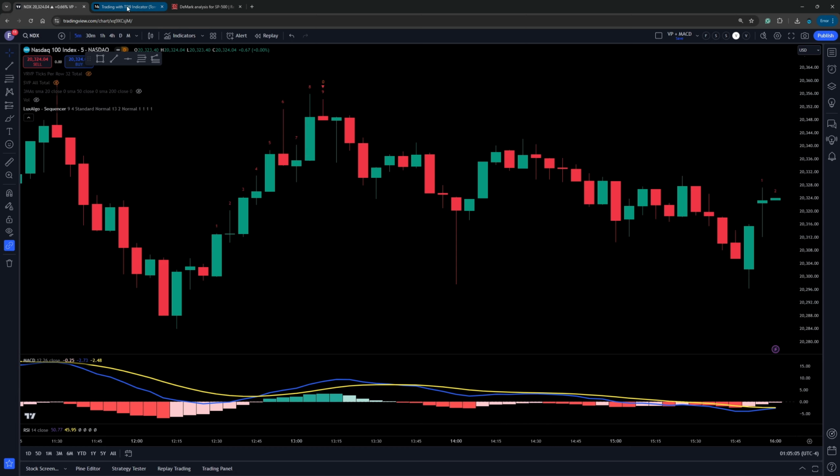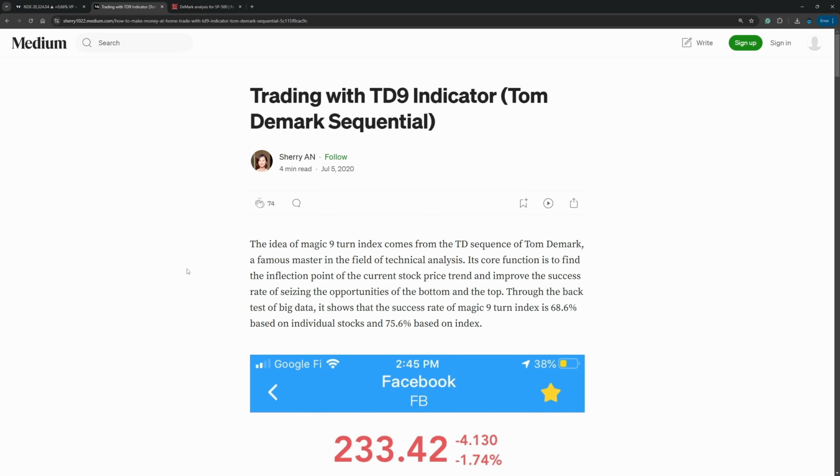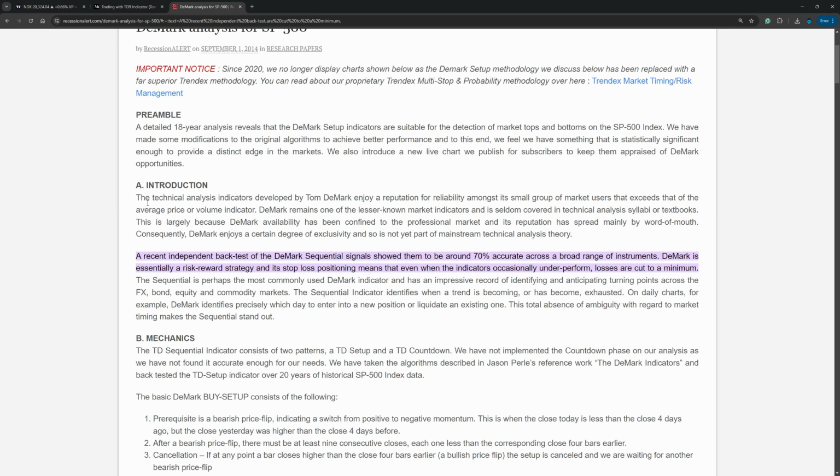But let's talk about this real quick. And this is very important. Somebody during the live stream named Larry brought this to my attention, said, Mike, you got to put this indicator on your chart. Now, on this post right here, somebody says it's about 68% accurate based on individual stocks and 75.6% based on indices. Then I found another website that also says the indicator we're going to talk about today, a recent independent backtest of DeMark sequential signals showed them to be around 70% accurate across the broad range of instruments. Now, do I know that to be true or not?